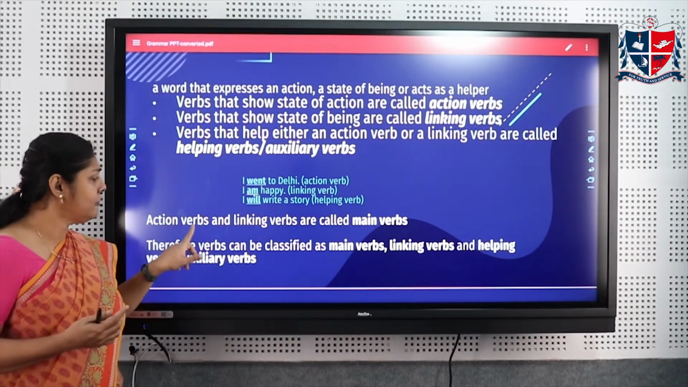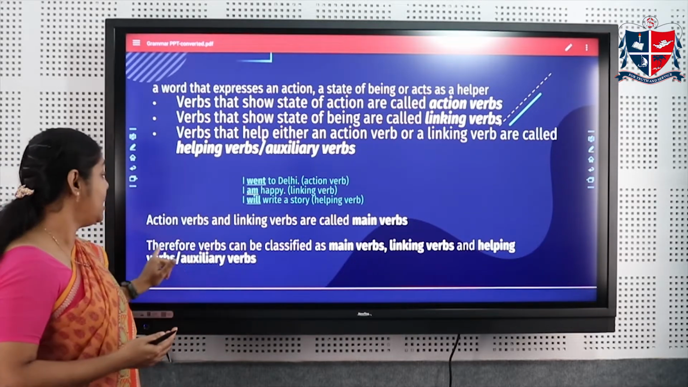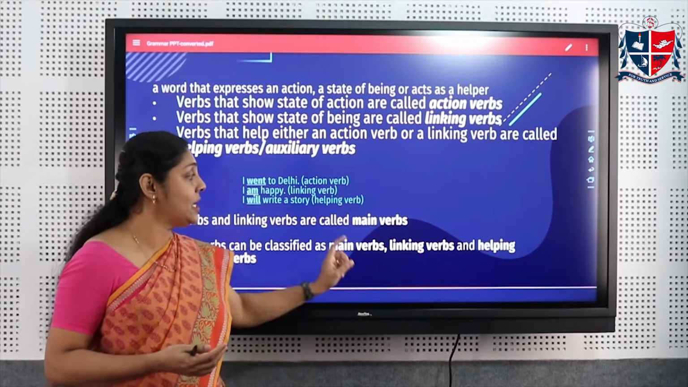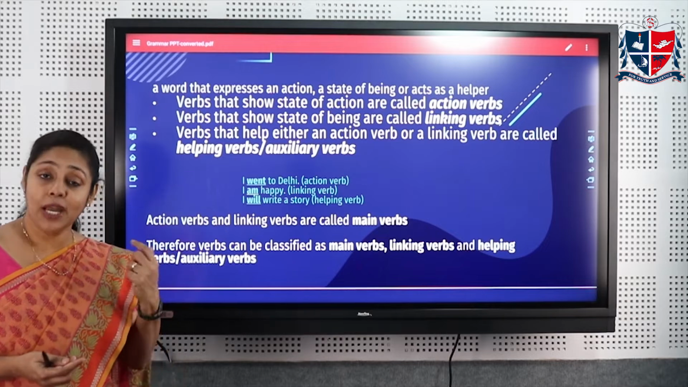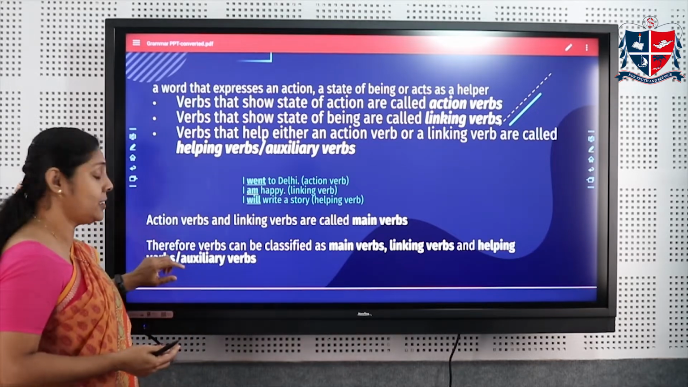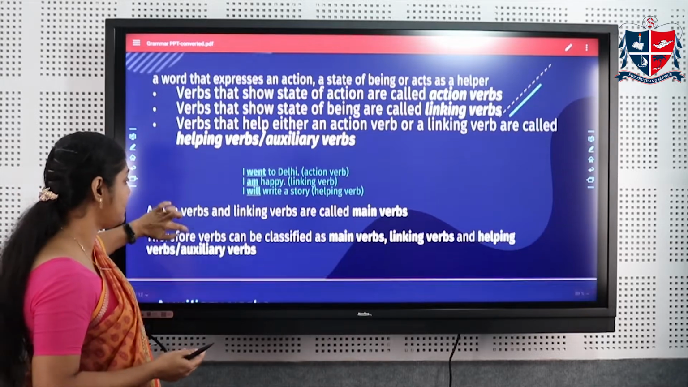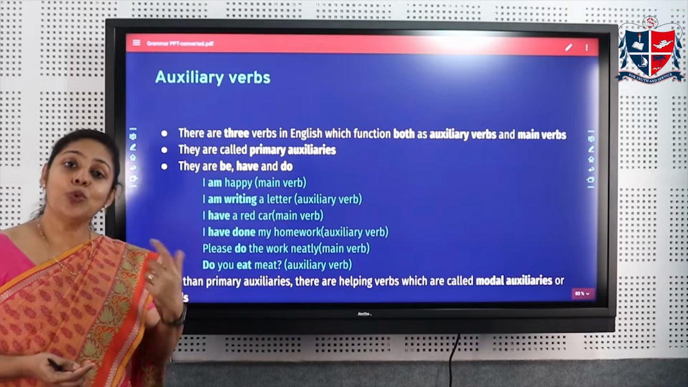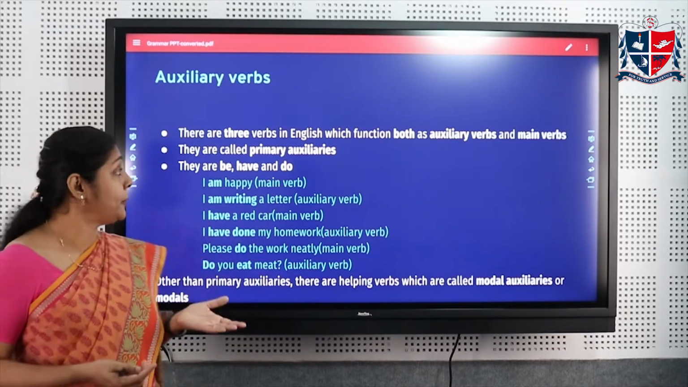So action verbs and linking verbs can be called main verbs, right? And verbs can be therefore classified as main verbs, linking verbs, and also helping verbs. The other word for helping verbs is auxiliary verbs. So we'll deal with auxiliary verbs. What are auxiliary verbs? So we will look at what auxiliary verbs are.